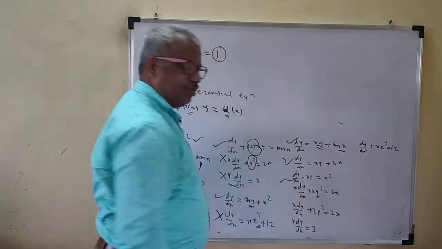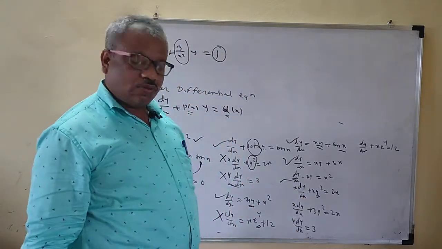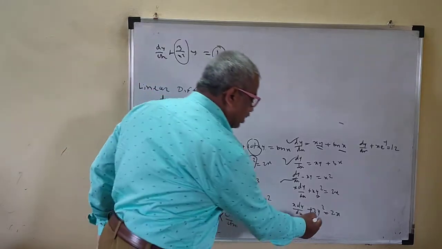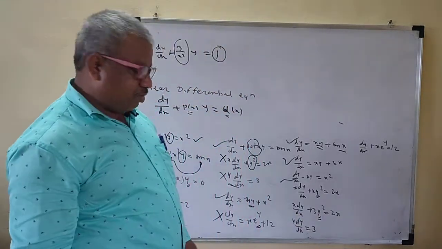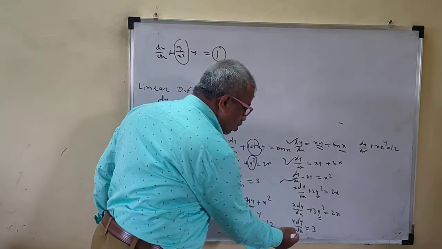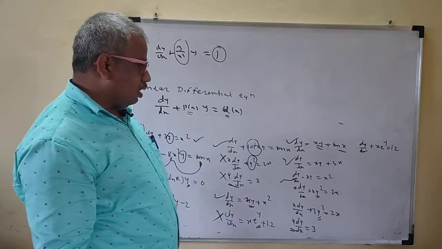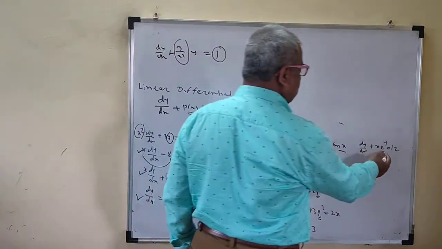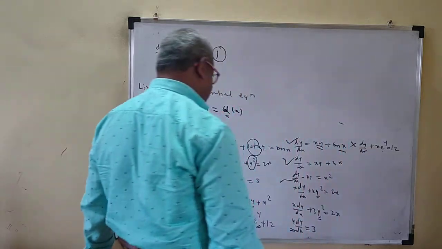Now this is y square, so this is not a linear differential equation. Again this is y square, not a linear differential equation. Here there is a product of y and dy by dx, so this is not a linear differential equation. This is e raised to y, so this is not a linear differential equation.